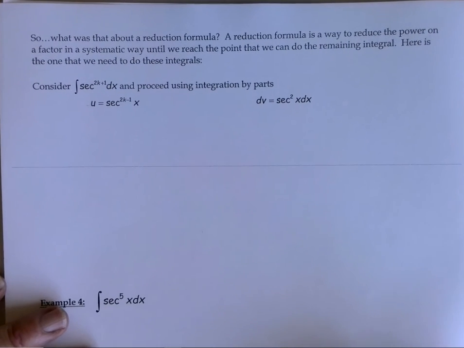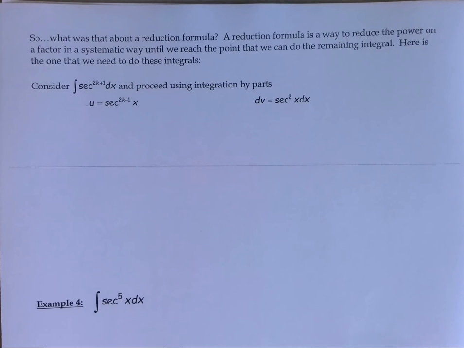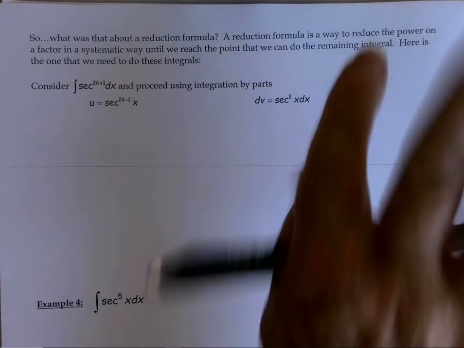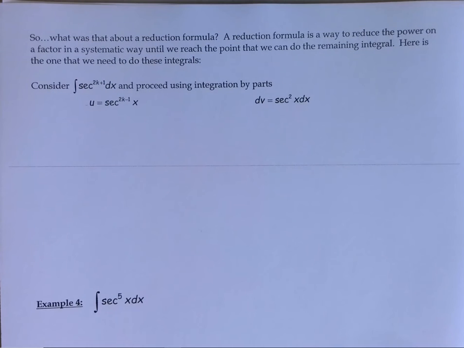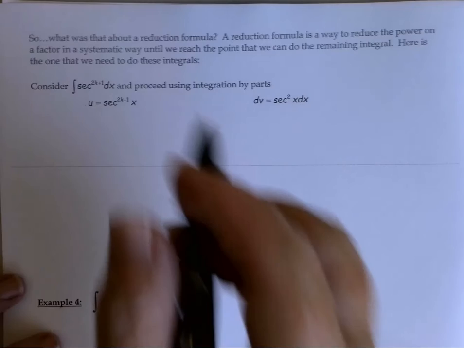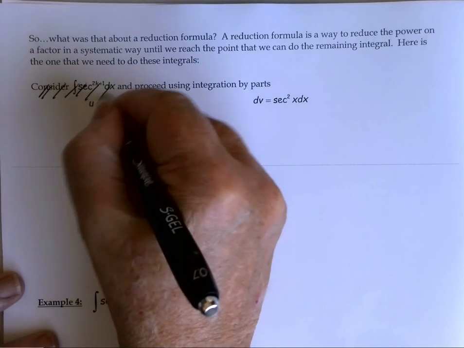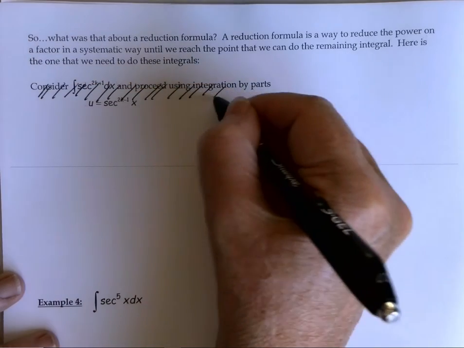All right, so what is this about a reduction formula? Well, a reduction formula is just a way to reduce the power on a factor in a systematic way. And usually we have to apply that reduction formula multiple times until we finally get to the point where we can do the remaining integral. Here's the one that we need to use in order to use this particular integral. I'm going to give you a different form because it's the one we're going to use later.